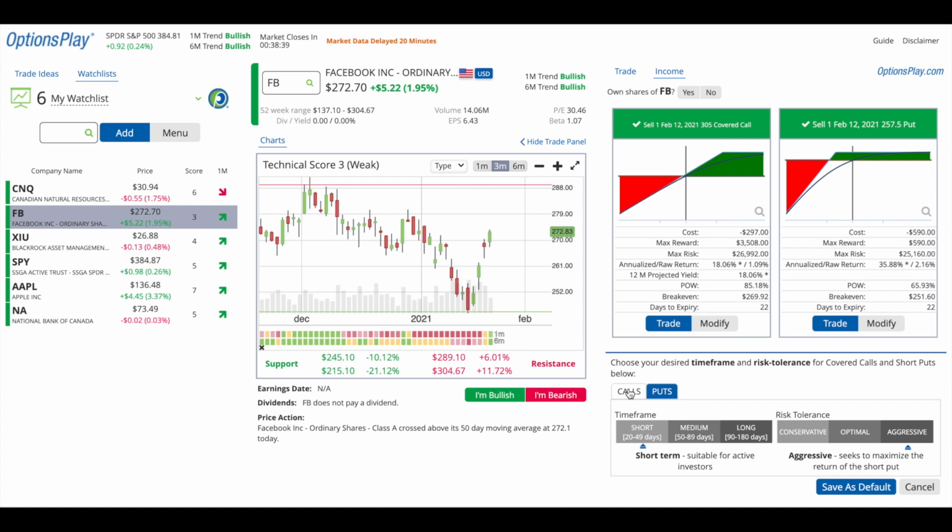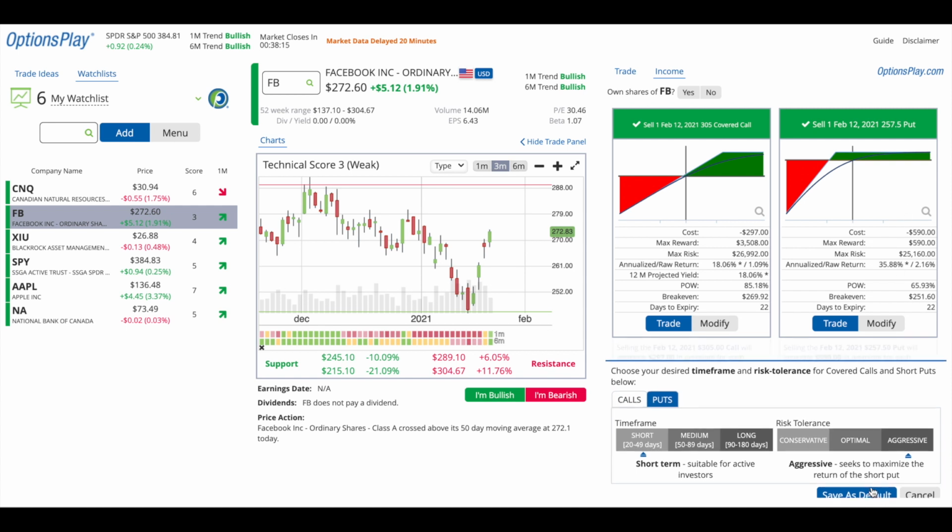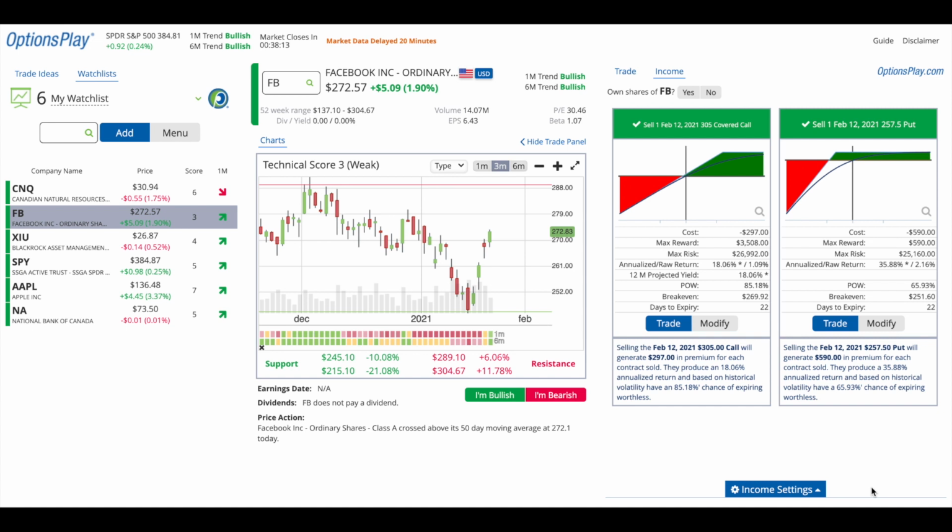So you can set both your covered call time frame, short term, medium, or long term in terms of expiration dates, and conservative, optimal, or aggressive in terms of your risk tolerance for both covered calls and cash secured puts independently. So I have my settings set to short term optimal for covered calls and short term aggressive for cash secured puts. You can set your own settings and click on Save as Default.